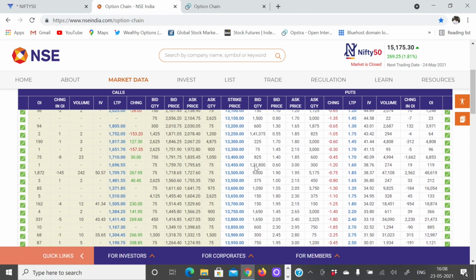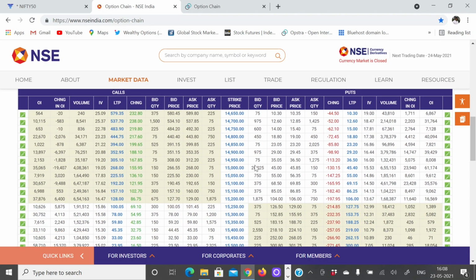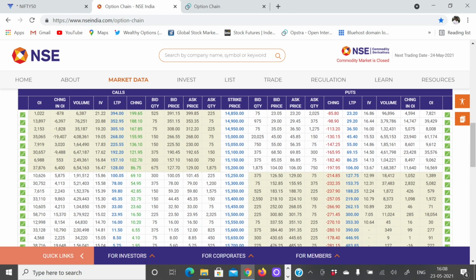And then NSE clearly distinguishes both in the money and out of the money contracts with a different color. All these options with the background color as white are out of the money contracts. And all these options highlighted with a yellow background color are in the money options. So these are in the money call options, these are out of the money call options here. These are in the money put options and these are out of the money put options.